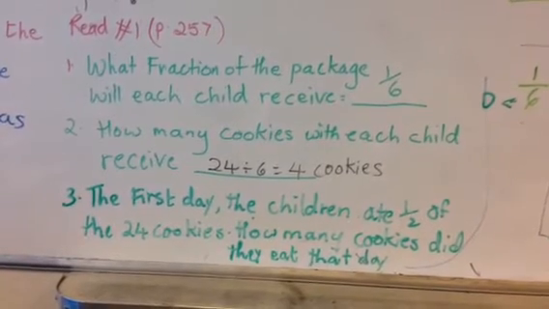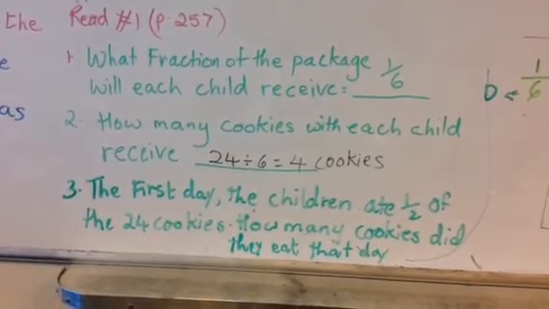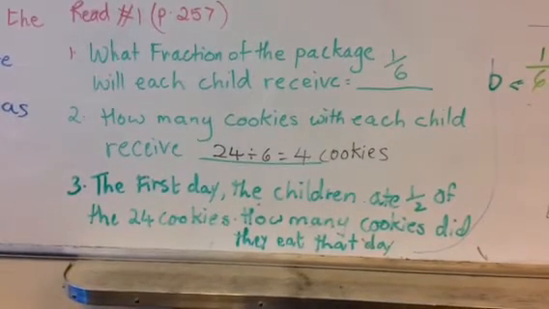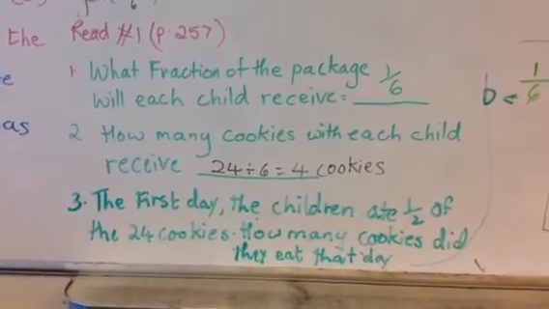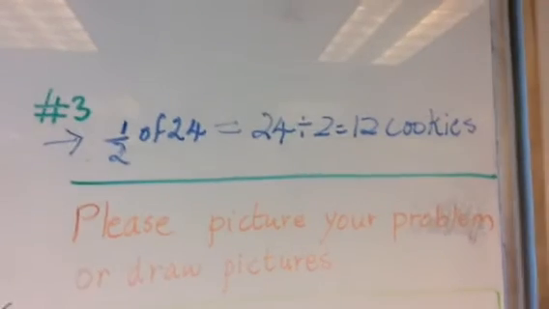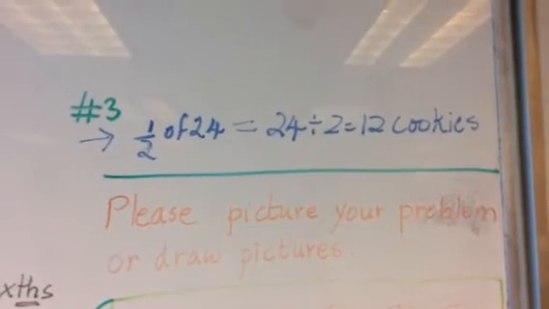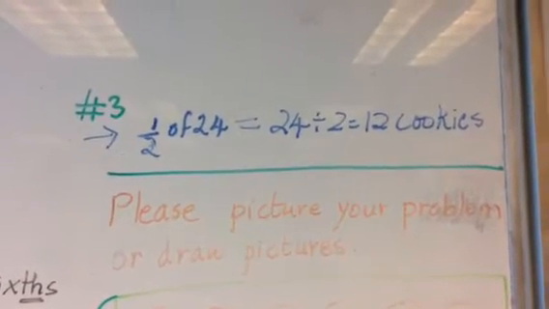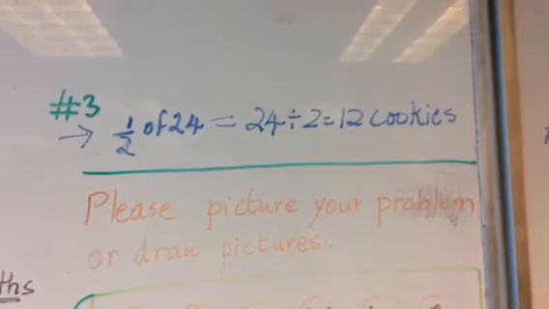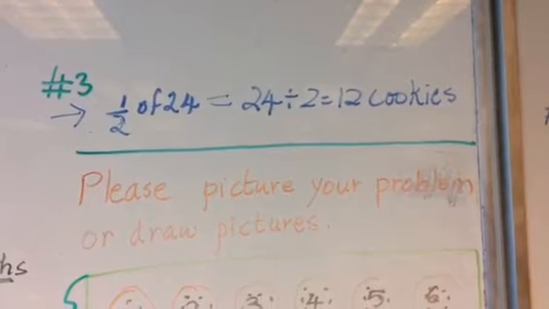Now number 3. The first day the children ate half of the 24 cookies. How many cookies did they eat that day? So how many cookies did they eat on the first day? What is half of 24? That is your number 3 answer, and you have to write it in a sentence format, equation format. Number 3 on page 257: half of 24 equals 24 divided by 2, which is 12 cookies.